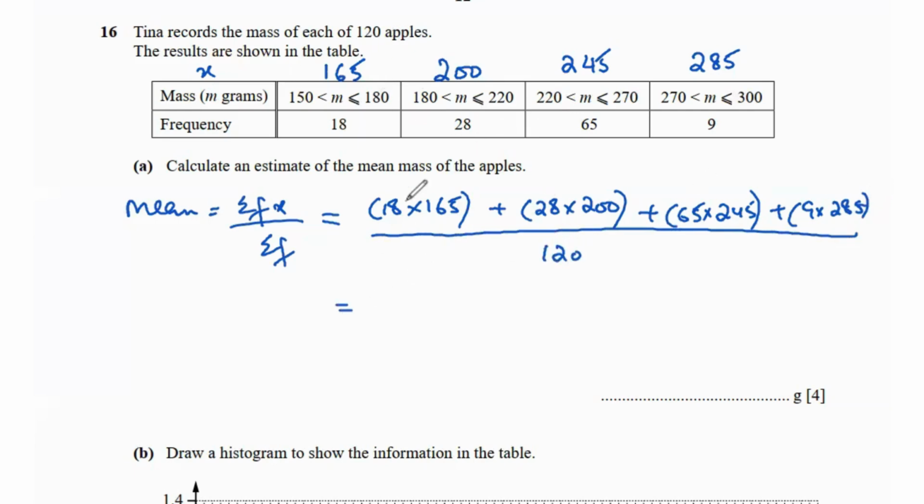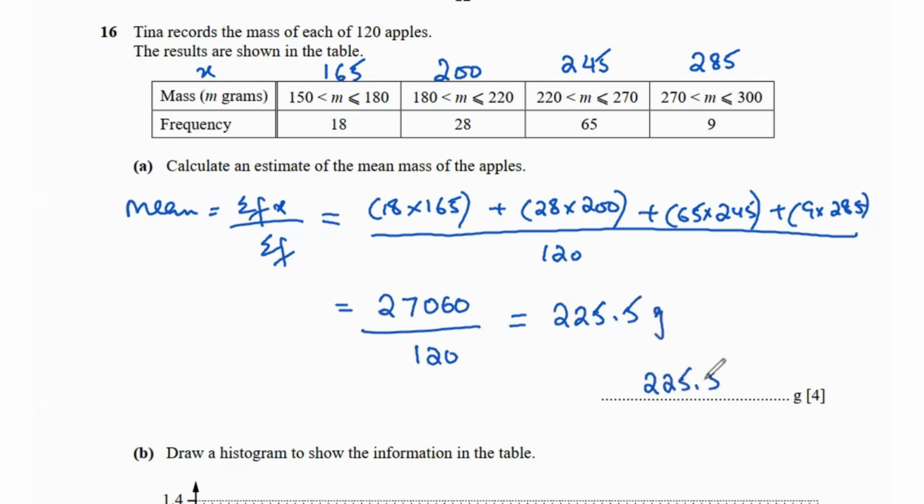So this is going to give us 27,060 divided by 120, which equals 225.5. That is your estimate of the mean value.